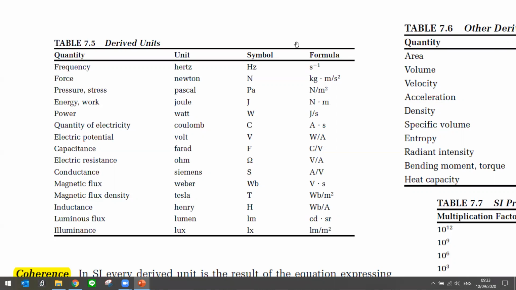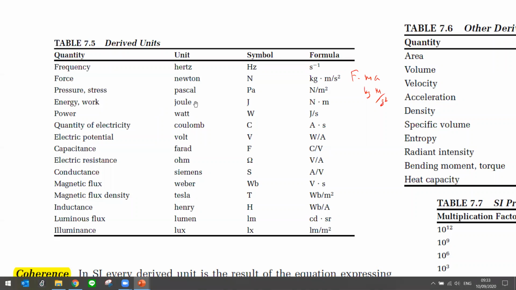And the formula is kind of the link between the derived unit and the basic unit, the fundamental unit. Okay, for example, Hertz is 1 over s, or s to the power of minus 1. And Newton is kilogram times meter per second squared, because F equals ma, right? And m is the kilogram, and a is going to be meter per second squared.